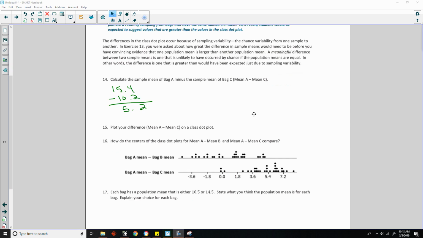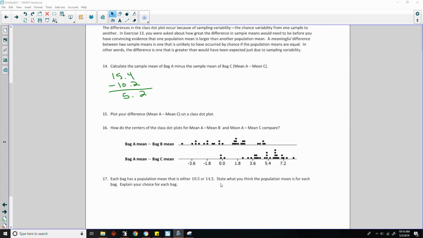Okay, so obviously answers would vary, but here would be an example. So bag A mean minus bag B mean, here are the values, and they were negative and positive, a little more on the positive side, so just a little over 0 would be the difference. And then bag A mean minus bag C mean, there weren't any negatives, so it was all the way over here, so it looks like bag A was bigger because we're getting positive values. So I would assume that bag A was bigger than bag C, but bag A and bag B were very similar due to this dot plot.